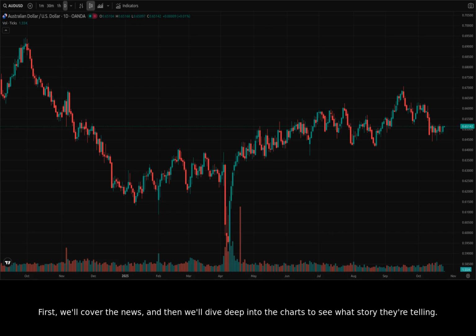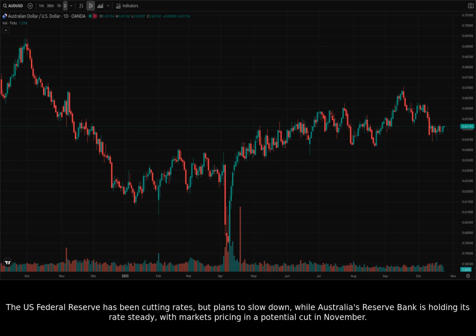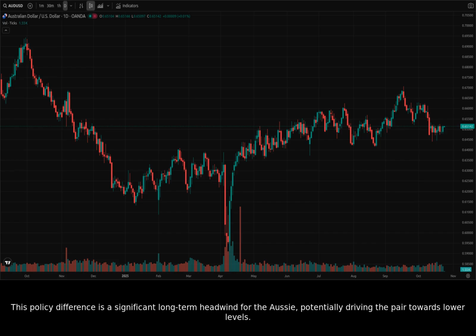story they're telling. Looking at the current headlines, a major theme is the divergence in central bank policy. The U.S. Federal Reserve has been cutting rates, but plans to slow down, while Australia's Reserve Bank is holding its rate steady, with markets pricing in a potential cut in November. This policy difference is a significant long-term headwind for the Aussie, potentially driving the pair towards lower levels.